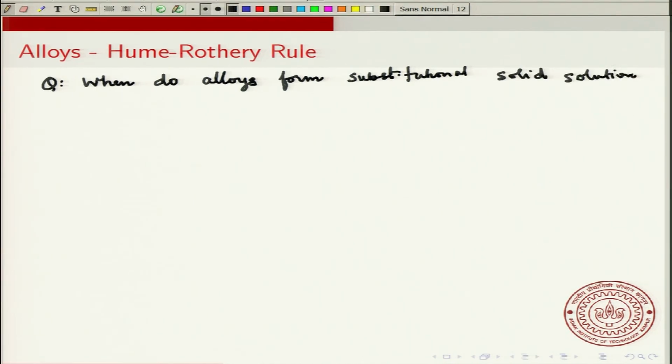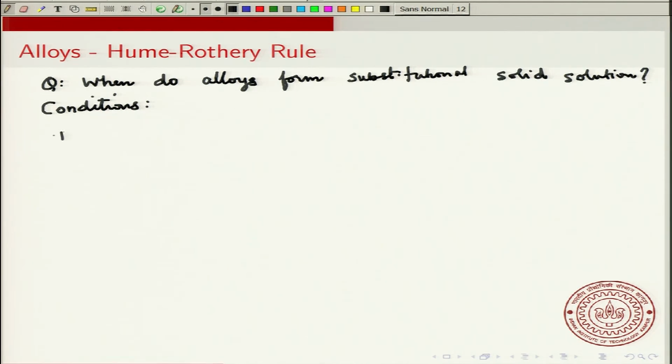Okay, when I say substitutional solid solution, what I mean is something like what we saw in the case of FCC, where you have a close packed array, but some of the copper is substituted by zinc. Okay, there are certain conditions. So the conditions according to the Hume-Rothery rule are the following. These are rules of thumb that help you predict which systems will form good alloys.